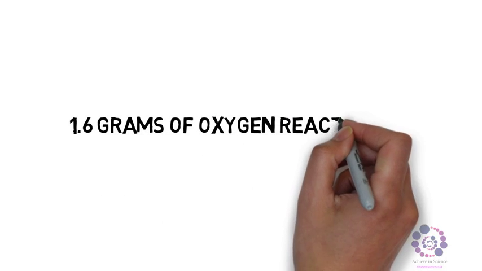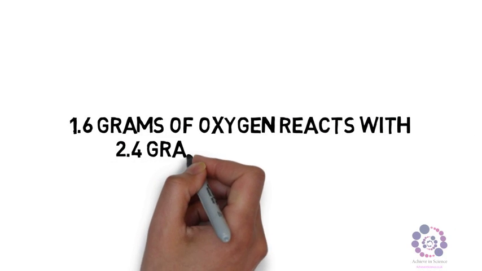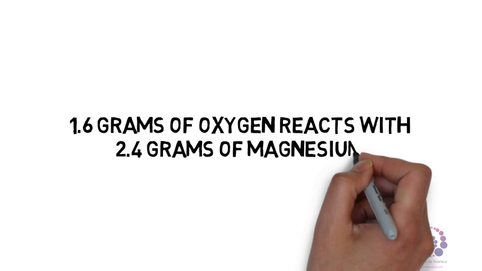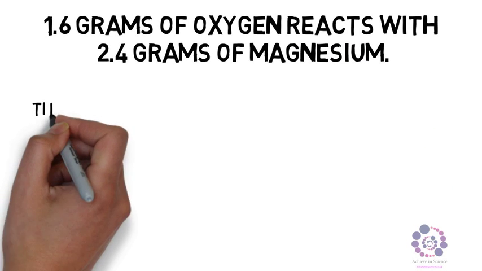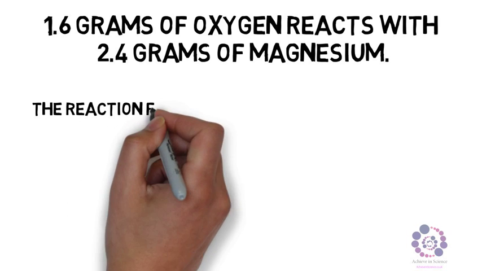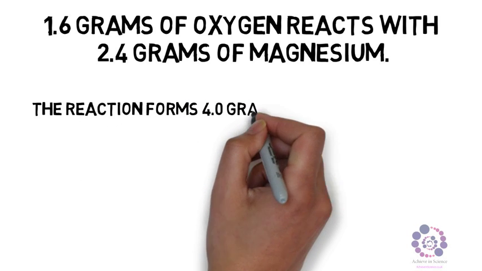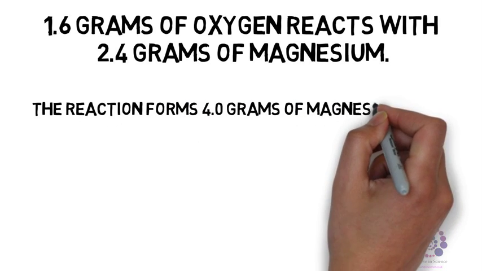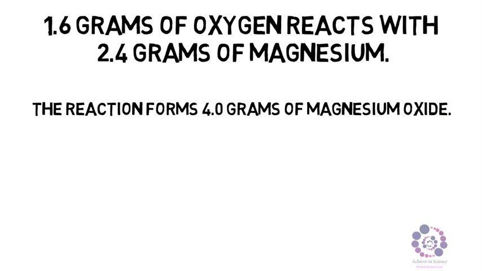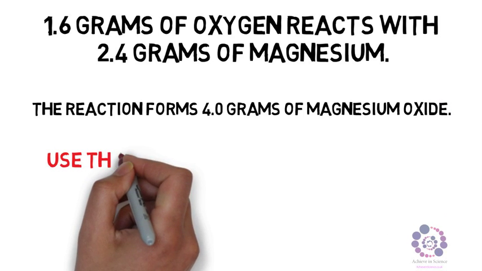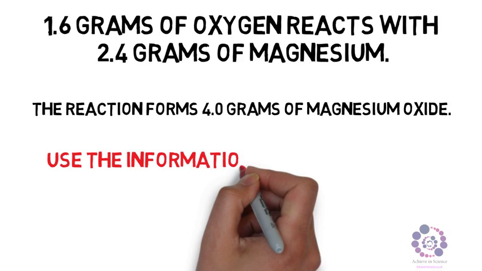So the information that is given to you is 1.6 grams of oxygen reacts with 2.4 grams of magnesium. Within this reaction, it forms 4 grams of magnesium oxide. Now the question asks you to use the information to deduce the equation for the reaction.